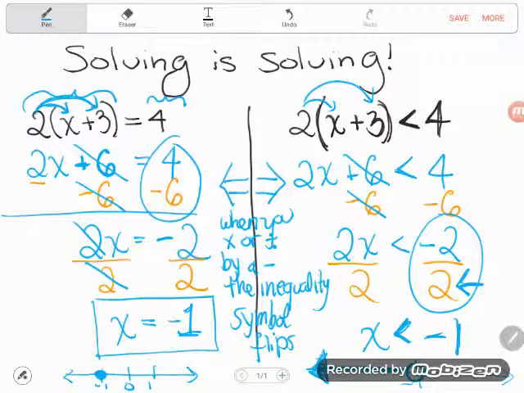And so the solution process is exactly the same. The only difference is here with an equation, I get just the one answer. And here with the inequality, I get this range of answers.